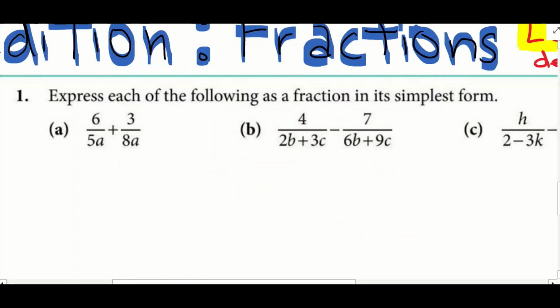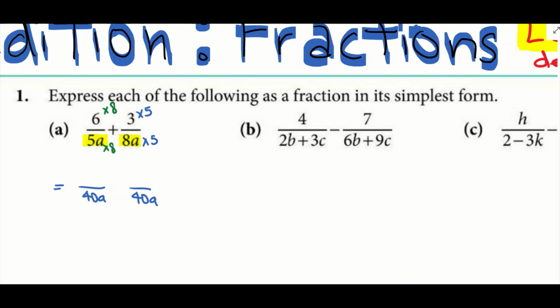Let's look at question 1a. I have denominator 5a and 8a. What is the lowest common multiple? To make the same denominator, I should use 40a and 40a. So now, multiply what to the first fraction? Multiply by 8 to the first. How about for second? We multiply by 5 so that my denominator can become 40a.